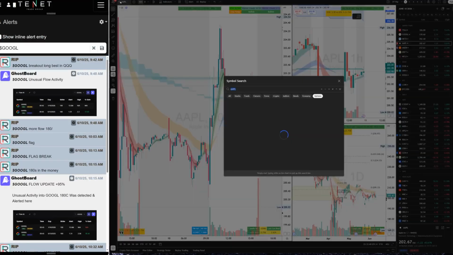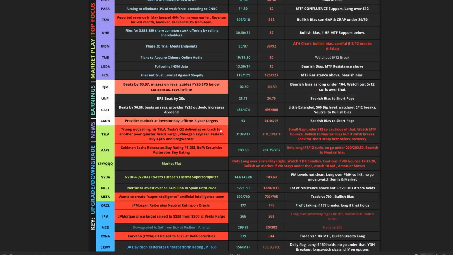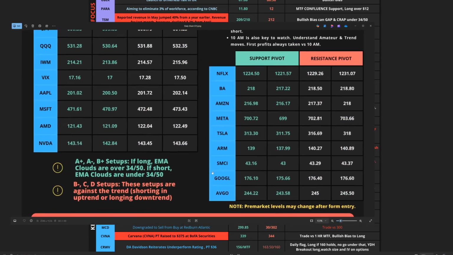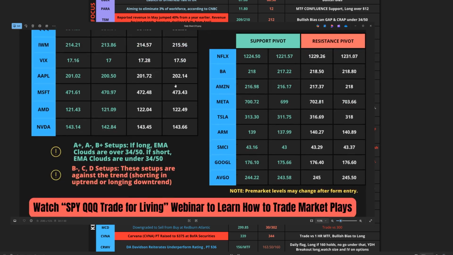So what was happening on Google today? Let's go back to our pre-market planning on Google here. The reason Google was on the watch list is that it was in our daily trade setup, right? So 107.610 and 175.66, those were two pivot point resistances given to the traders. They can trade using Ripster and clouds.